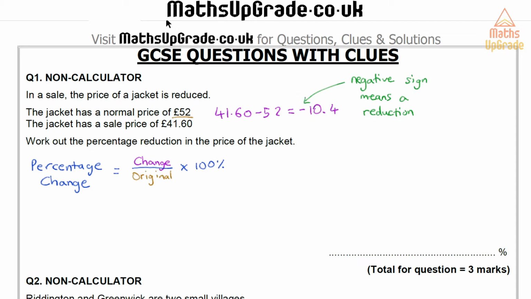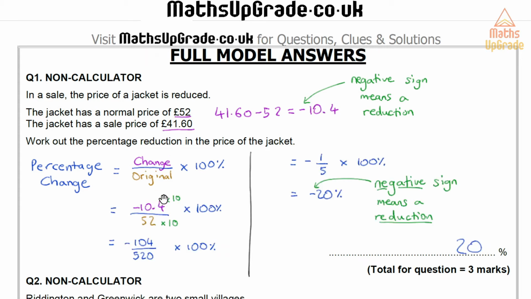So let's go ahead and do that now. I'm going to put the amount of change, which is 10.4, divided by the original amount, which is £52, and times that by 100%. Since this is a non-calculator question, I'm going to show you how to work this out without a calculator. I don't like decimals in fractions, so I'm going to multiply the numerator and the denominator by 10 to get whole numbers. That gives me 104 over 520. Now, 104 goes exactly into 520 5 times, so in essence this is the same as 1/5.